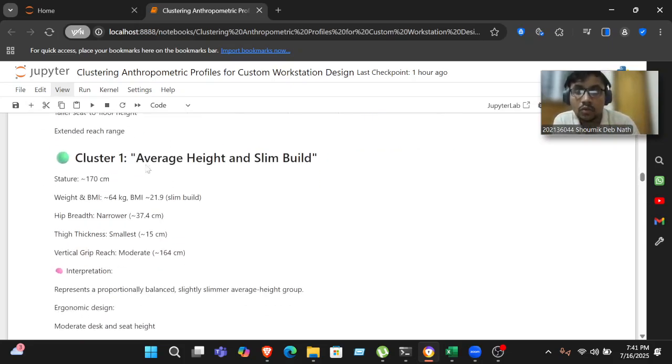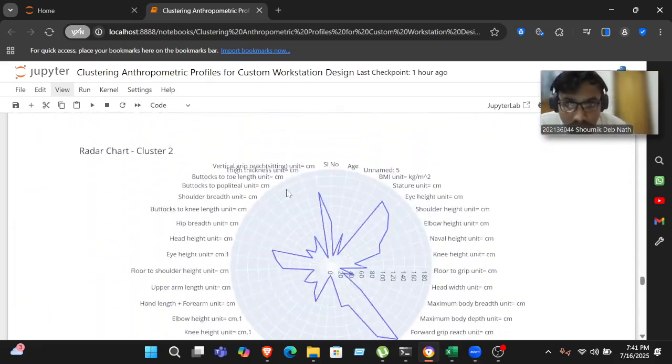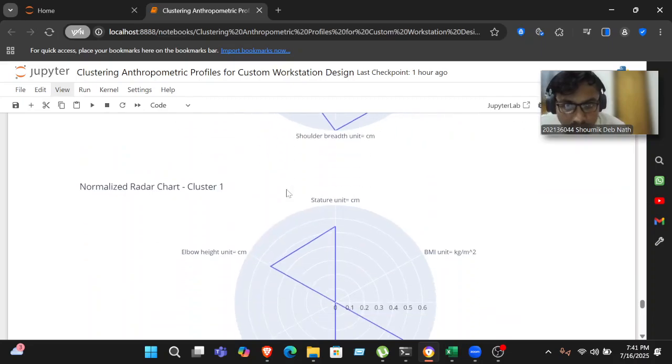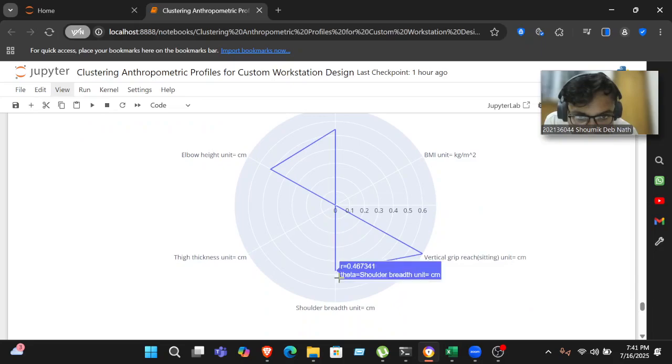And then cluster 1 indicates average height and slim build. Remember, average height and slim build. So let's see if the cluster 1 chart also indicates that. As we can see, the stature unit is medium or above medium, and the elbow height is also medium. The shoulder breadth is also medium, and the vertical grip reach is maximum.